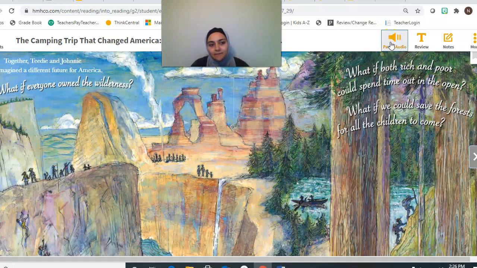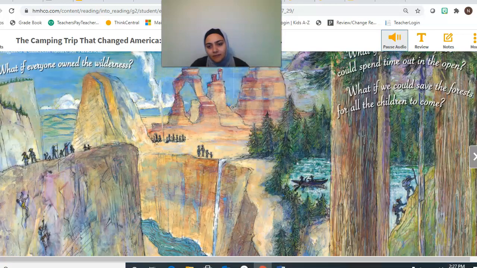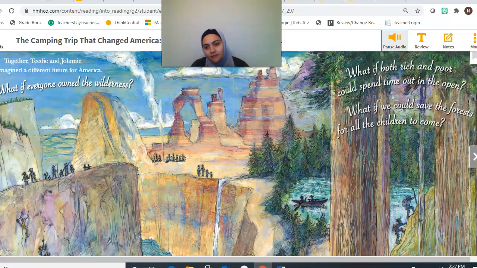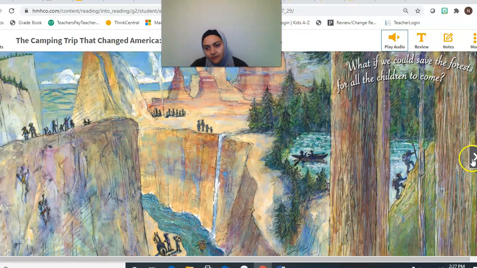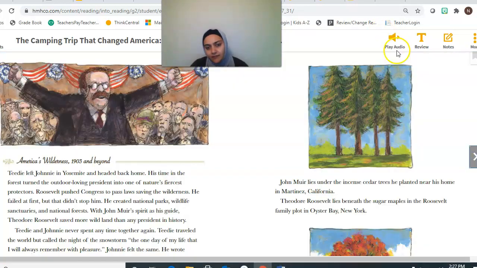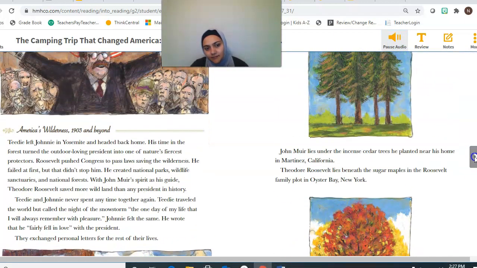Let's see. Together, Teedy and Johnny imagined a different future for America. What if everyone owned the wilderness? What if both rich and poor could spend time out in the open? What if we could save the forests for all the children to come? America's Wilderness, 1903 and beyond.